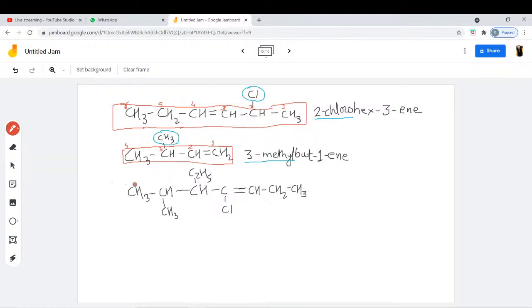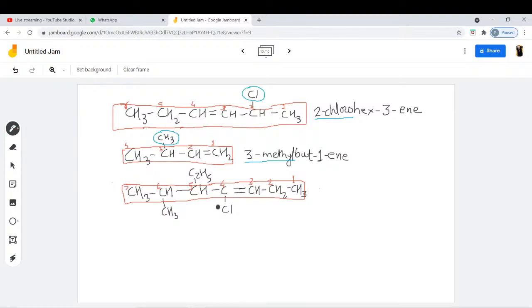So selecting the long carbon chain, and the numbering should start from the right hand side. So carbon number 1, carbon number 2, carbon number 3, carbon number 4, carbon number 5, carbon number 6, and carbon number 7. Okay, so try to give its name.